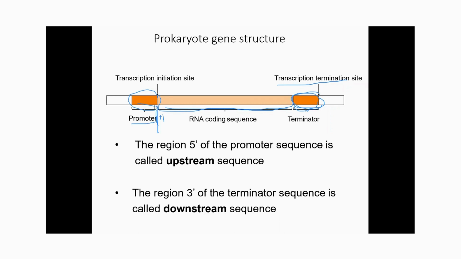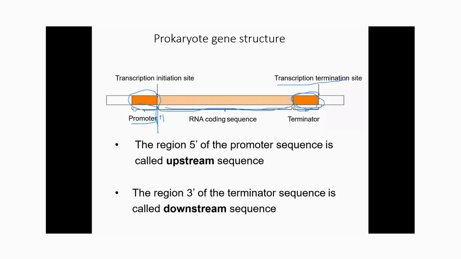The transcription process also takes place from 5' to 3'. As we discussed yesterday about DNA replication, it also takes place in the 5' to 3' direction. The region at the 3' position of the terminator sequences is called the downstream sequences.